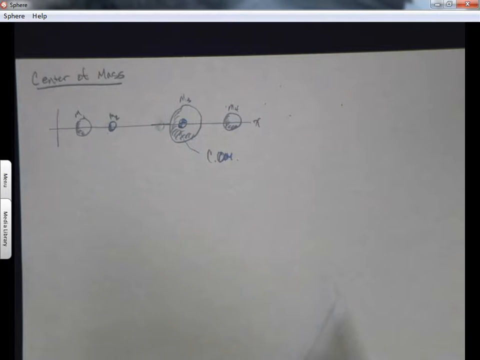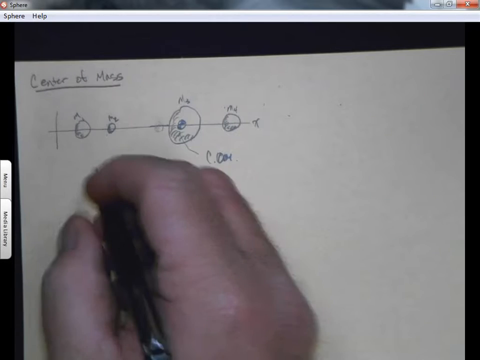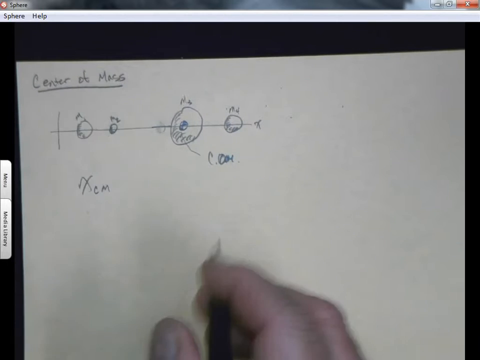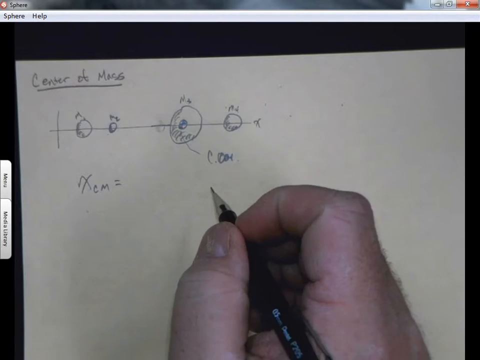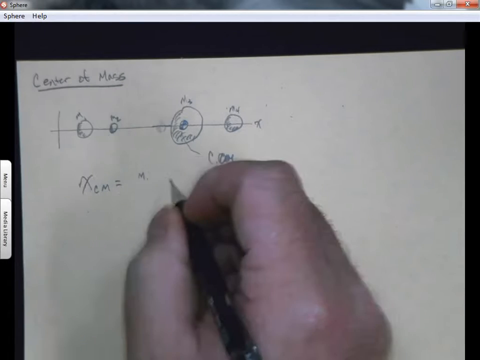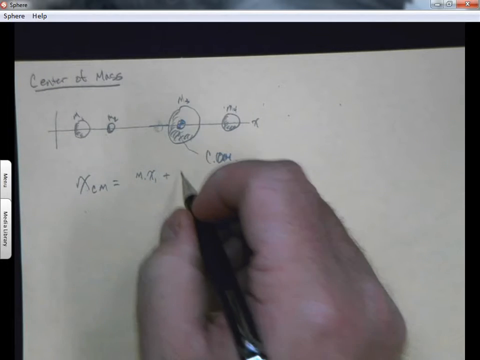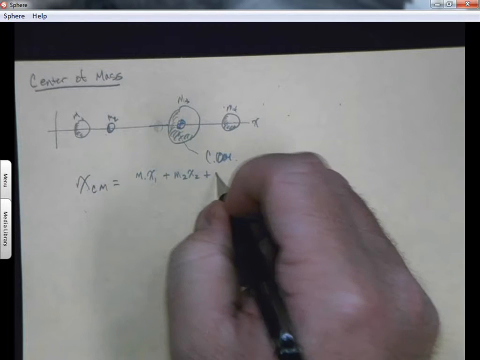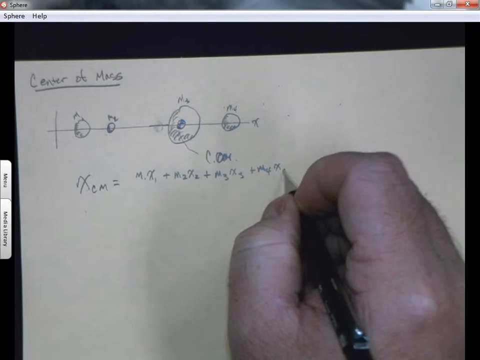The way we find this, at least in the x direction, is that the x position of our center of mass is going to equal, and this just gets long and messy, but we have ways of dealing with long and messy things when we get into our math here: mass 1 times the position of mass 1, plus mass 2 times the position of mass 2, plus mass 3 times the position of mass 3, and mass 4 times the position of mass 4.